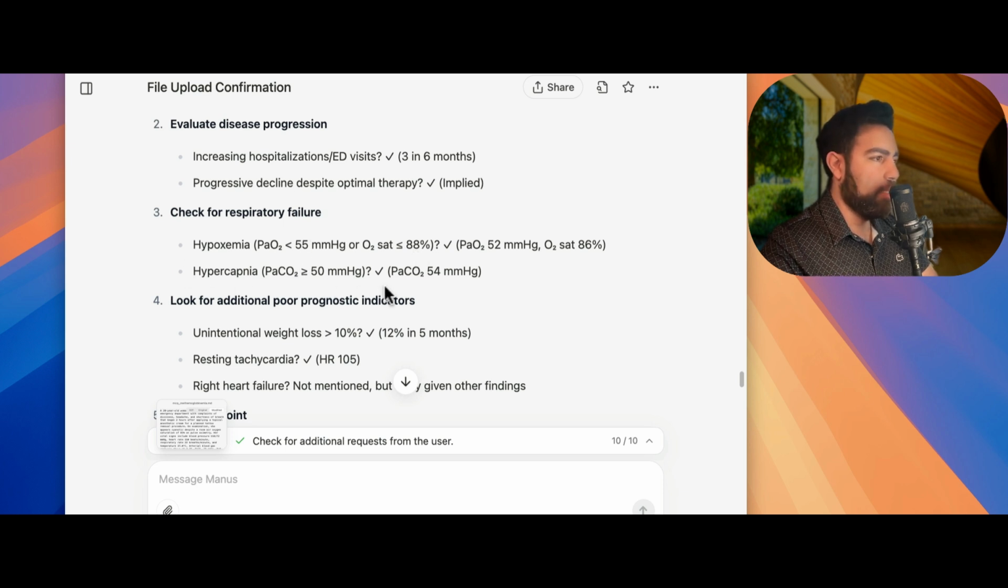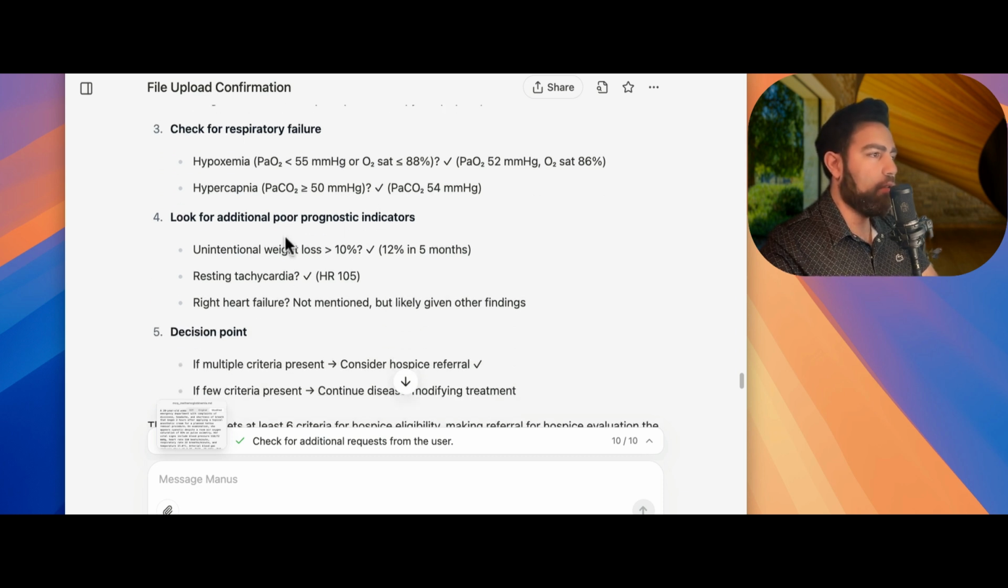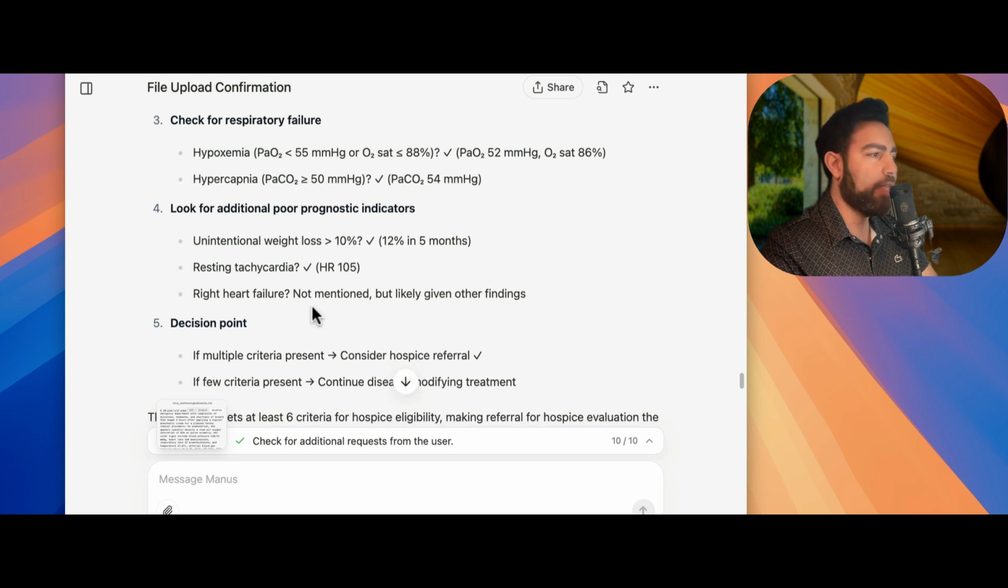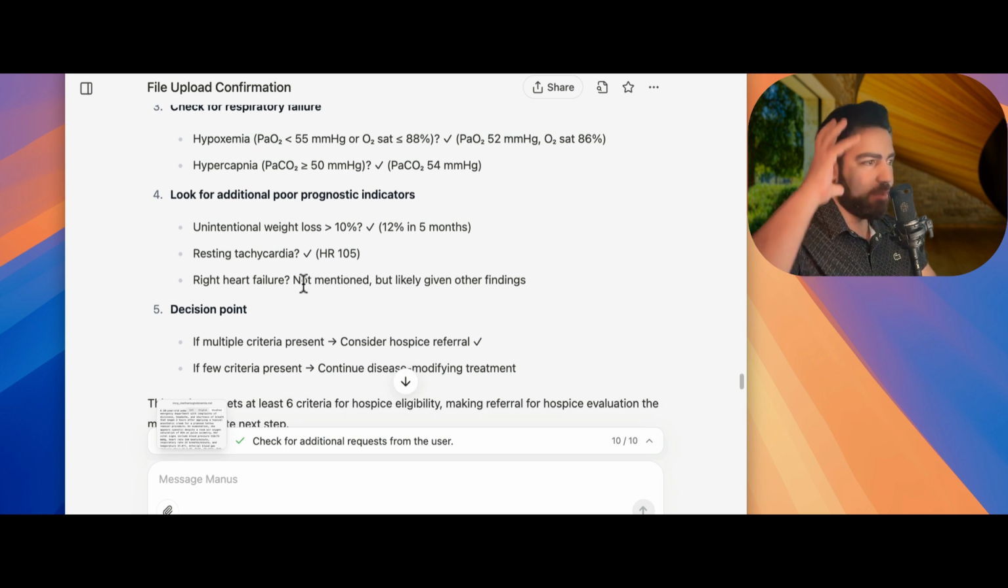And is there hypercapnia? What's the PaCO2? Is it greater than 50? And look for additional poor prognostic indicators, which in this patient are the tachycardia, the weight loss, cor pulmonale, the right heart failure, which wasn't really mentioned here, but you need to always have as a part of the pathophysiology of chronic lung disease in your tool set, because it's very important to know that.